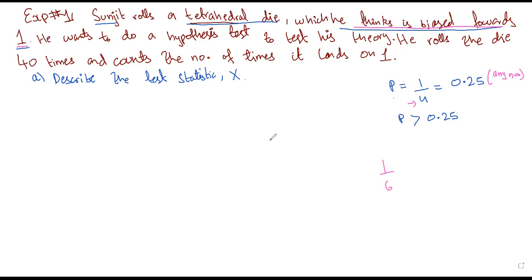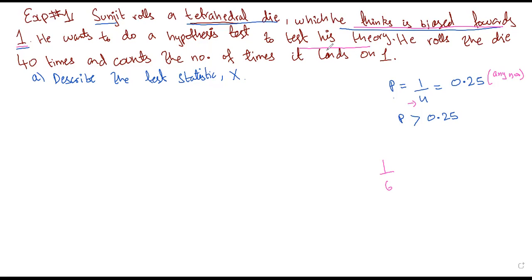Right now he wants to do a hypothesis test to test his theory. He is expecting that there's something wrong with the dice, maybe he was losing and ended up thinking that there's something wrong with the dice. He thought it is biased towards 1, so he wanted to test out his theory. He rolls the die 40 times and counts the number of times it lands on 1.